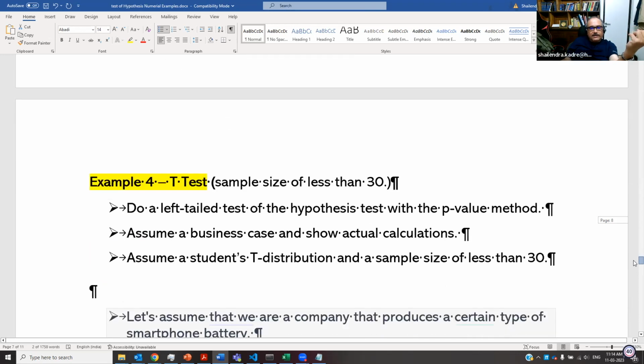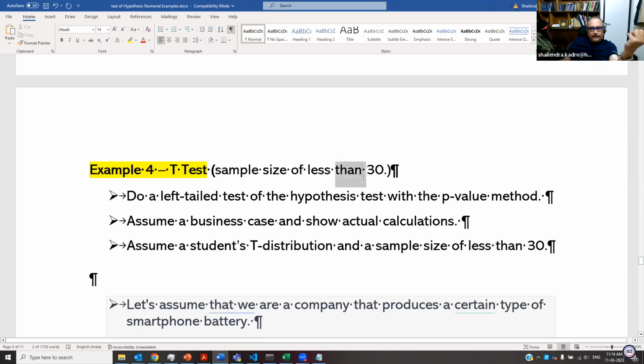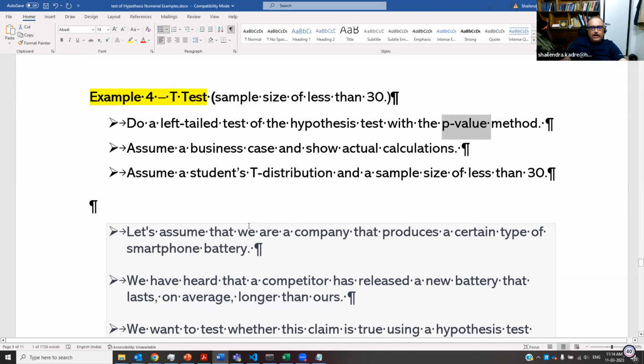So this time our sample size is less than 30. And we are again using the p-value method here. No difference, only instead of the Z statistic, we are calculating the T statistic.